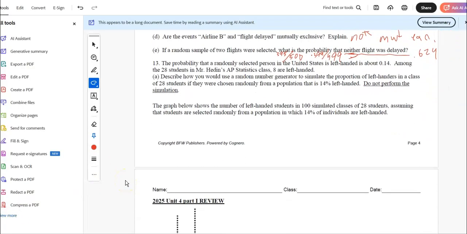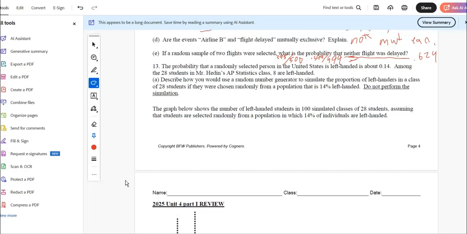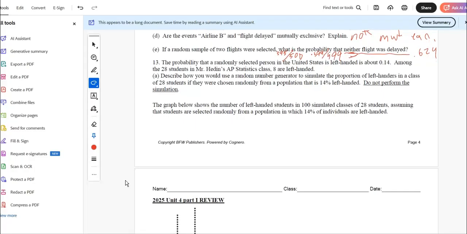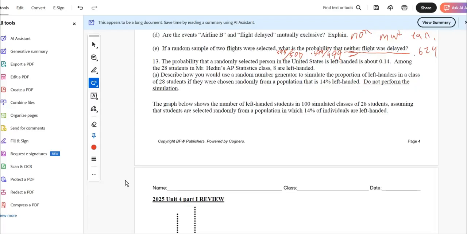Okay, 13, which is number 12 on your answer key here. So the probability of a randomly selected person in the United States being left-handed is about 14%. Among the 28 students in this AP Stats class, 8 are left-handed. Wow. Describe how you would use a random number generator to simulate the proportion of left-handers in a class of 28 students if they were chosen randomly from a population that is 14% left-handed. Do not perform the simulation.